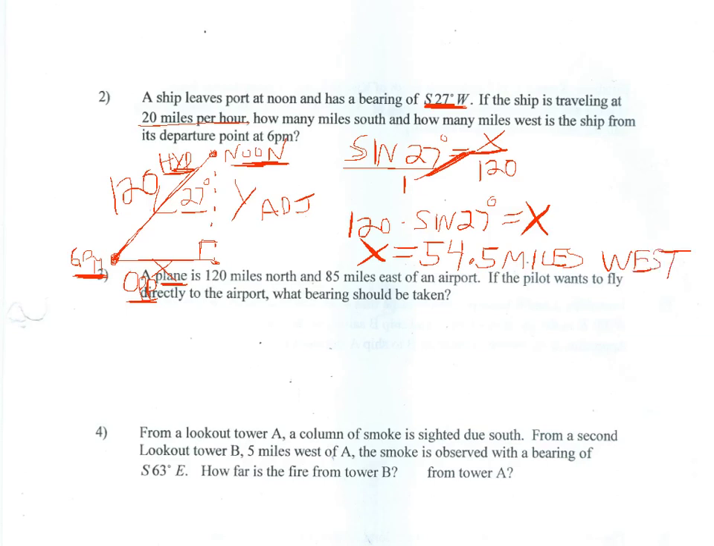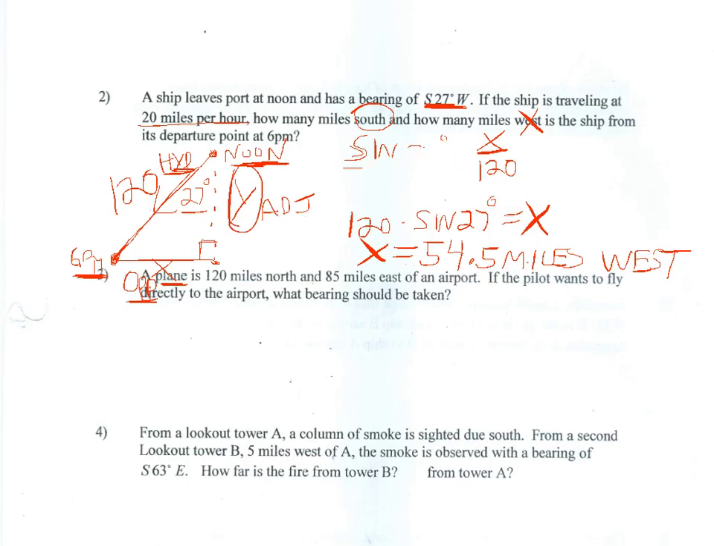Okay, so we solved for that part. So I'll even cross that. We solved for west. Now I have to solve out how many miles south did it go. So I'm just going to basically erase everything that I did, use another trig function, because now this is what I want to solve for. I want to solve for y.